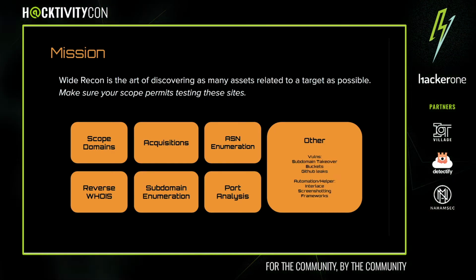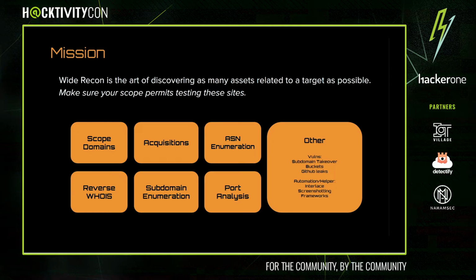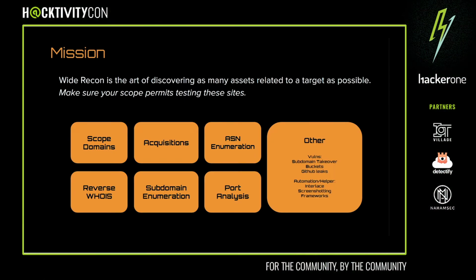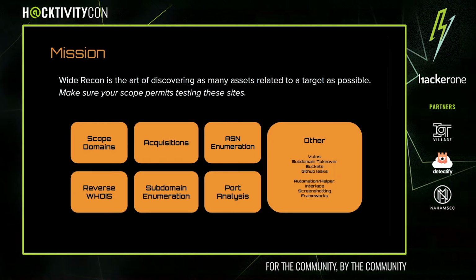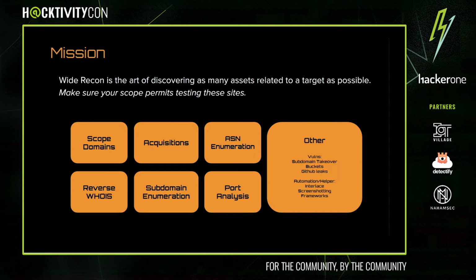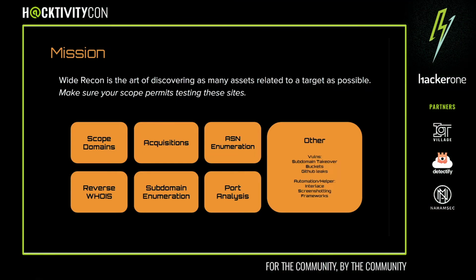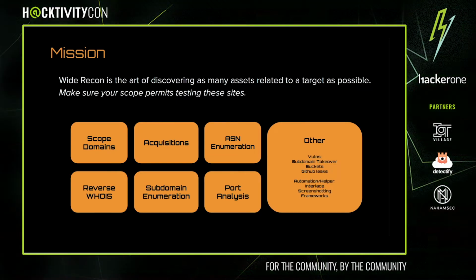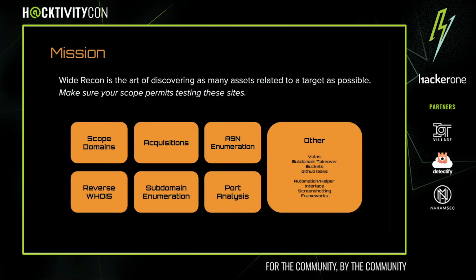We're going to do a little bit of an explanation of finding your in-scope domains right off the bat. What are your seed domains? What are this company's acquisitions? How do you enumerate an ASN? How do you do reverse whois enumeration and subdomain enumeration and port analysis? And then we're going to talk about some other things that fit along with this wide recon idea. But yeah, that's kind of what we're going to get into today.